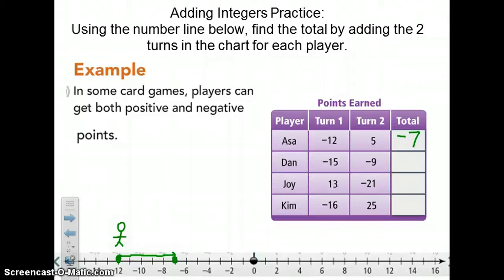Okay, the second player, we have Dan, starts at negative 15. So negative 15 is here. Okay, and on the second turn, Dan had negative 9. So our move would be to the left, and we're off the number line, but that's okay. We would have to go 9 places to the left. And so we would continue going in the negative direction. So negative 16, negative 17, 9 jumps, and we would end up with negative 24.